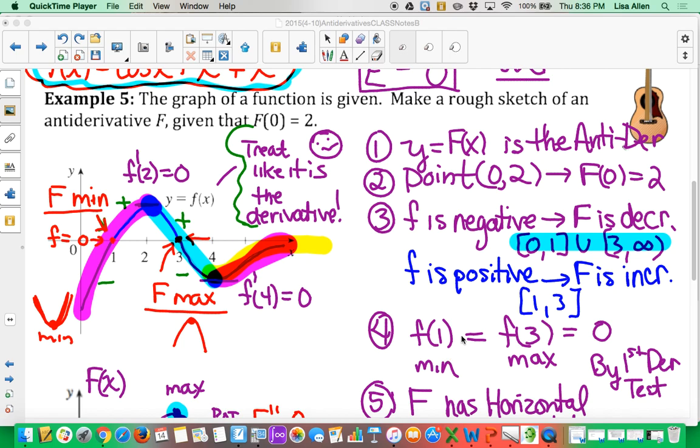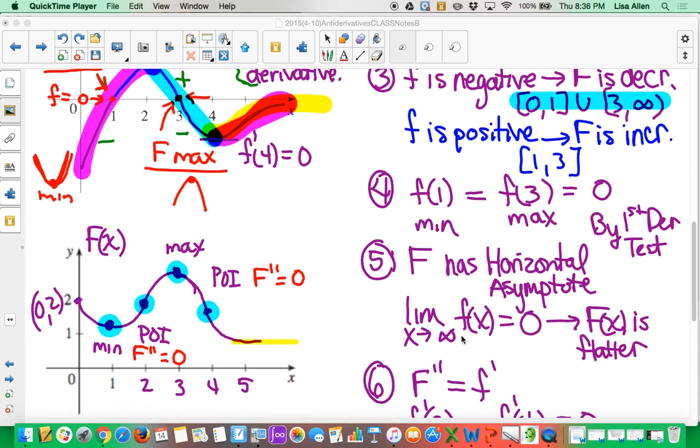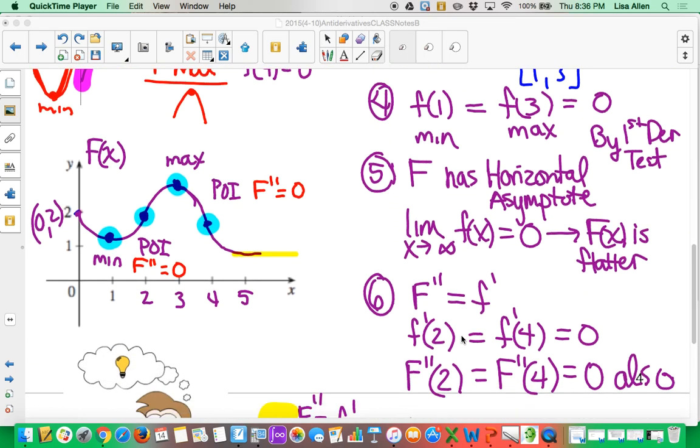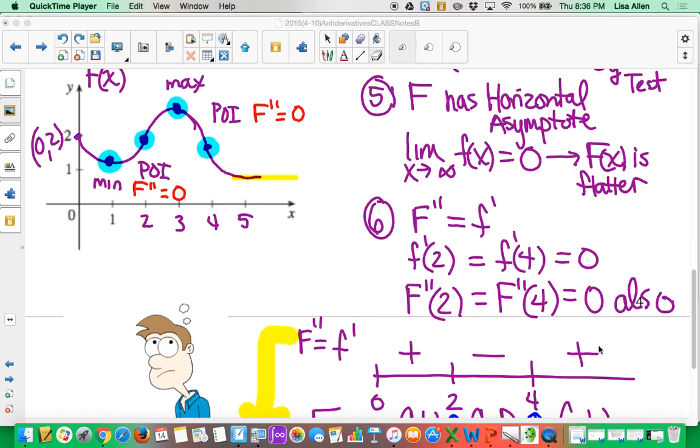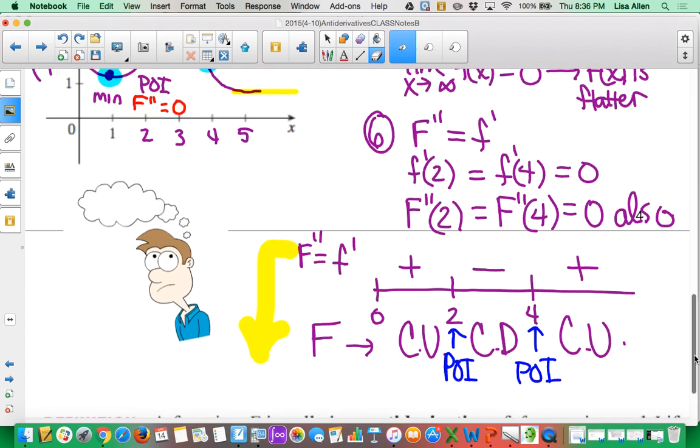Hi, it's Mrs. Allen, and I wanted to recap on example 5 for just one item that I thought I went through a little bit fast. Recall there was this step, step 6, where we said the second derivative of capital F of x was equal to the first derivative of f. If you thought, I don't know what was going on when she did this, let's recap on that.